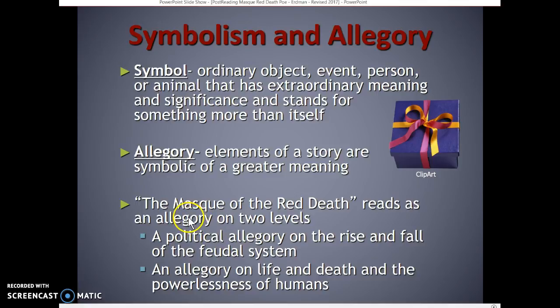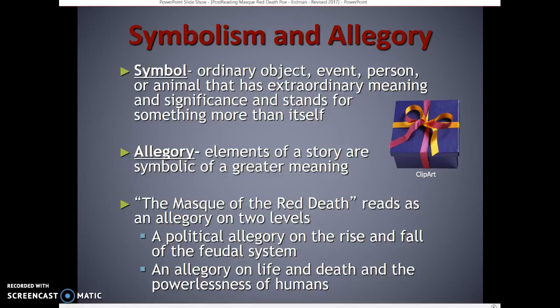So some allegories that can come out of Masque of the Red Death are, first, the allegory on life and death and the powerlessness of humans, because Masque of the Red Death is about the Black Plague and how it came in on fleas that came in on rats, and that's how people contracted the plague, but they didn't know that. They didn't realize that these teeny little things were in their clothing, in their houses, and everything on a regular basis. But you read that in the nonfiction piece. So that's one thing, talking about life and death, that's an allegory.